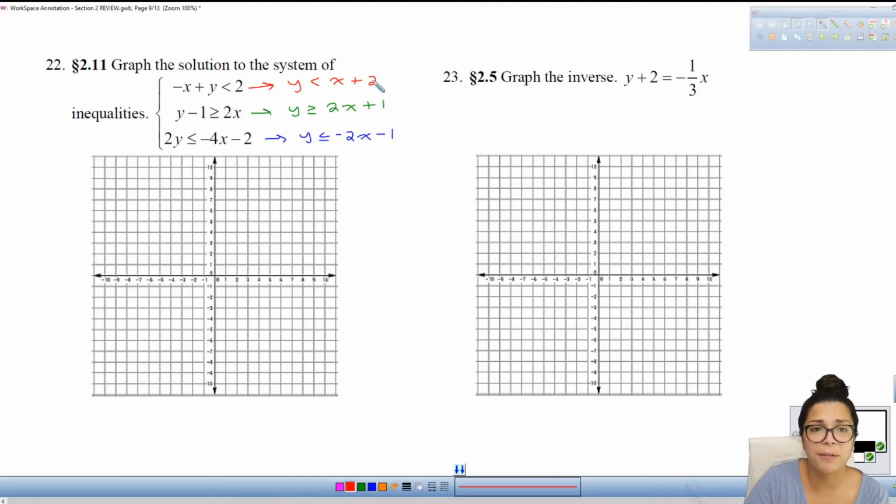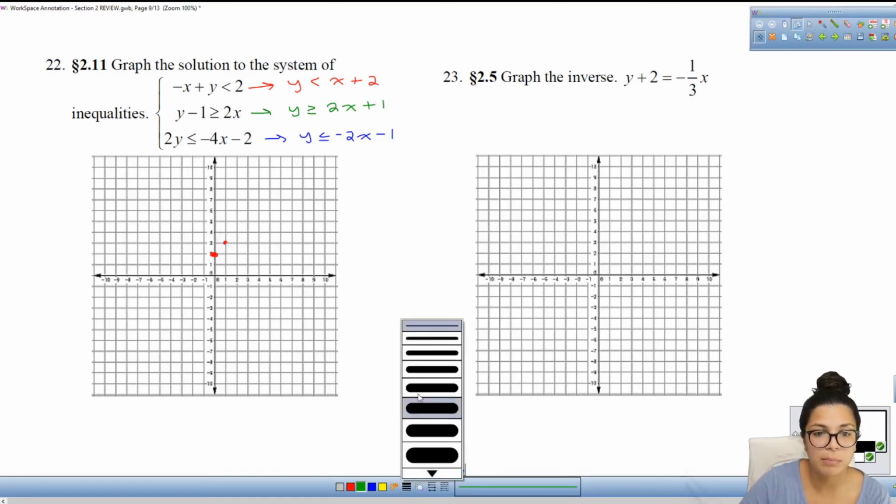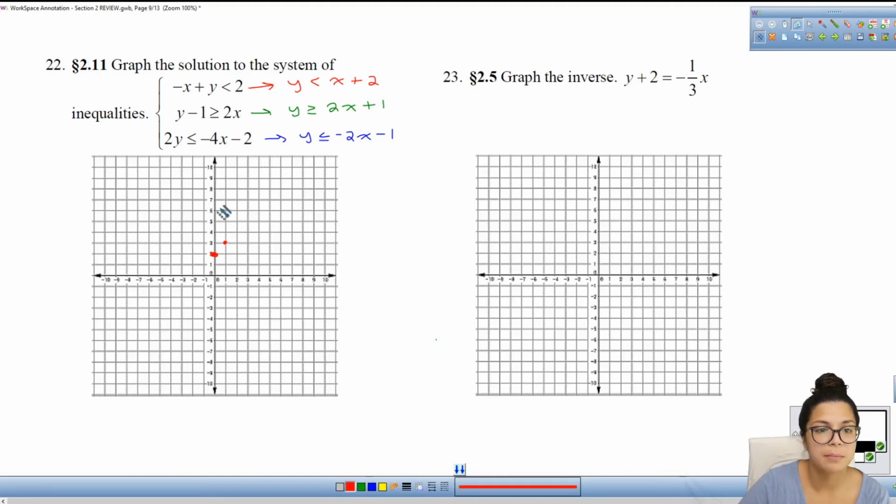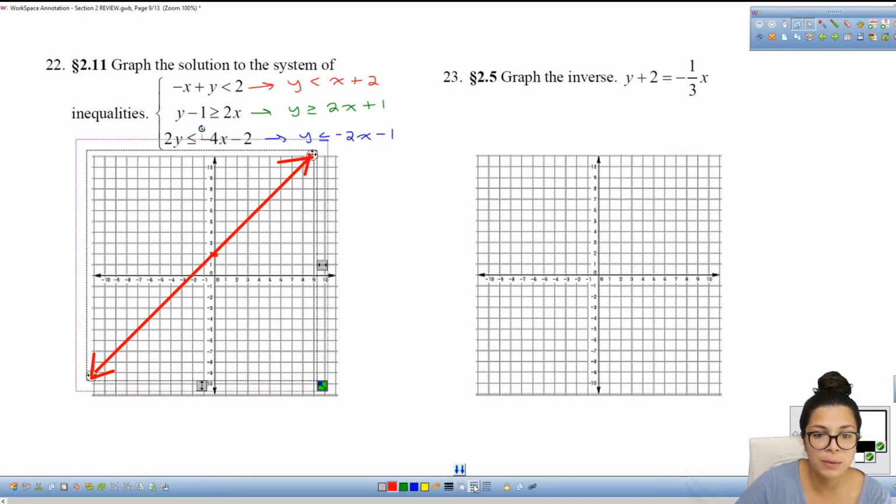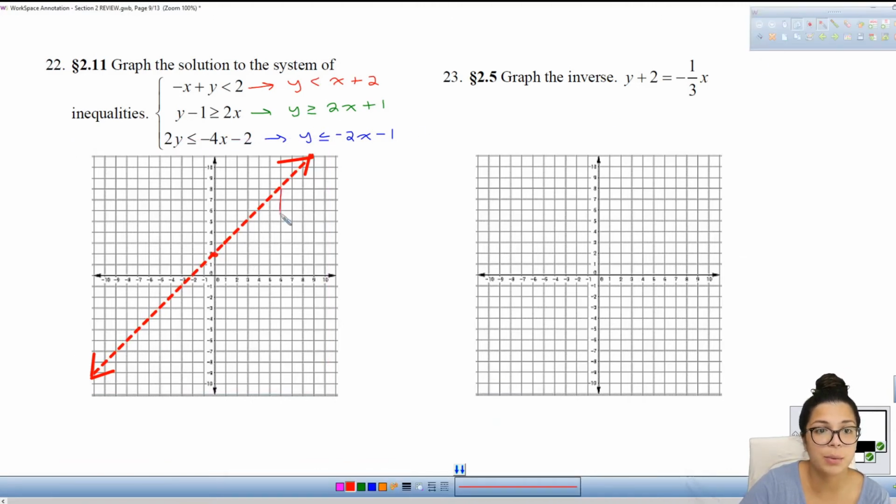So let's go ahead and graph the first one, y-intercept of 2. Slope of 1 over 1. So rise 1 over 1. Connect those two with a line. And this line has to be dashed because the inequality is less than. So I'm going to change this to a dashed line. And it is less than, so we would shade below the line.